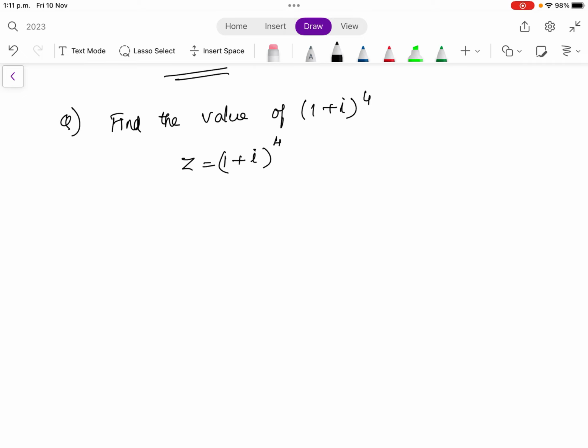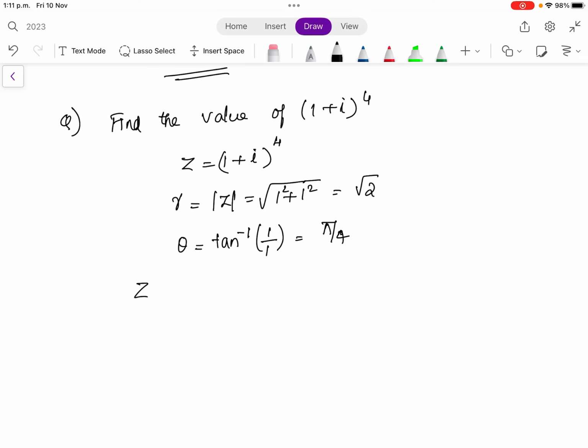Okay, now we can find out the r, which is the modulus of z, which is equal to square root of 1 square plus 1 square, which is equal to square root of 2. Also you can find the argument, that is tan inverse y over x, so it is 1 over 1, which is equal to pi by 4.